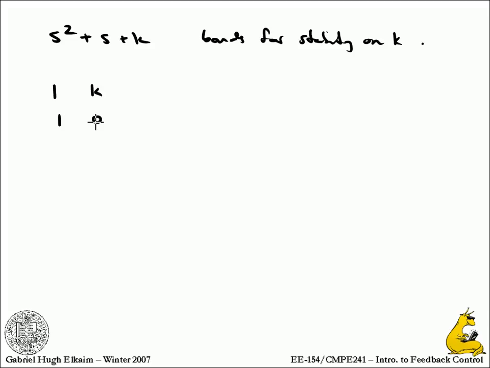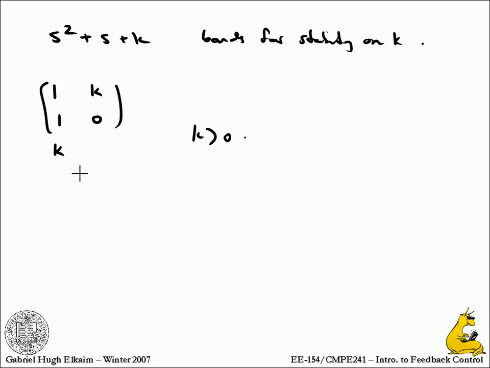The reason why this becomes important, the place where it actually gets used, is if I've got something that looks like s squared plus s plus k, and what I want to know is what are the bounds for stability on k. So if I set this up as a Routh array, I have 1, k for the s squared line, and then I've got 1, 0 here. Now this term is going to be the negative determinant of that divided by 1, which is 0 minus k, so it's plus k divided by 1, so that's k. What that tells me is k must be greater than 0 for this to be stable. If k is less than 0, this thing goes unstable.